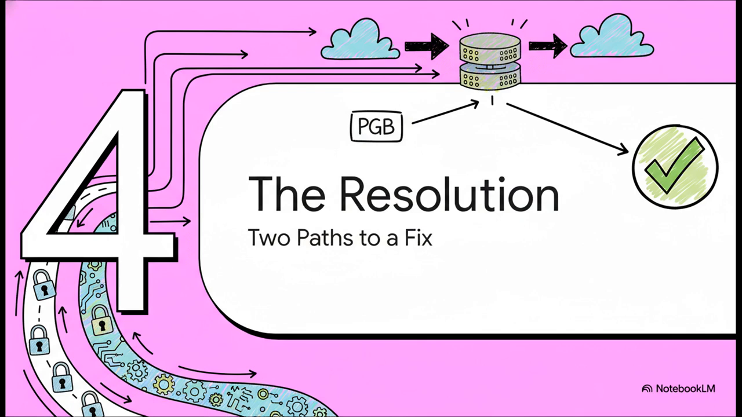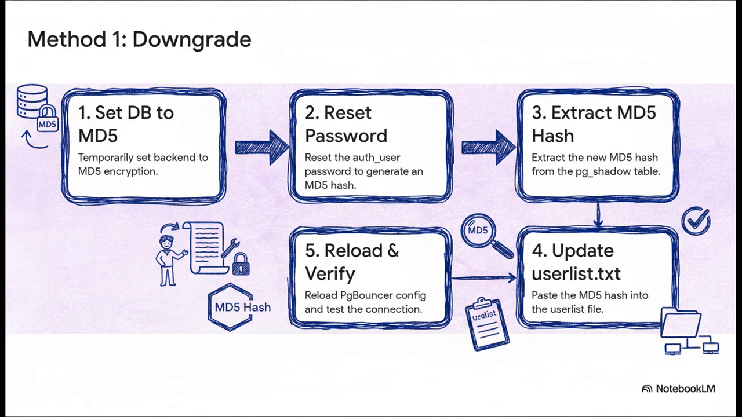But here's the good news. Once you see the problem this clearly, fixing it is actually pretty straightforward. You've got two main ways to solve this, two paths to get everyone speaking the same language again. Okay, so method one is basically to make the password match the old configuration. You're telling the database, hey, hold up, let's go back to the old way of doing things for a minute. You force it to use MD5, you reset the password so it generates a new MD5 hash, you copy that hash into your userlist.txt, and you reload. Everything's back in sync the old-fashioned way.